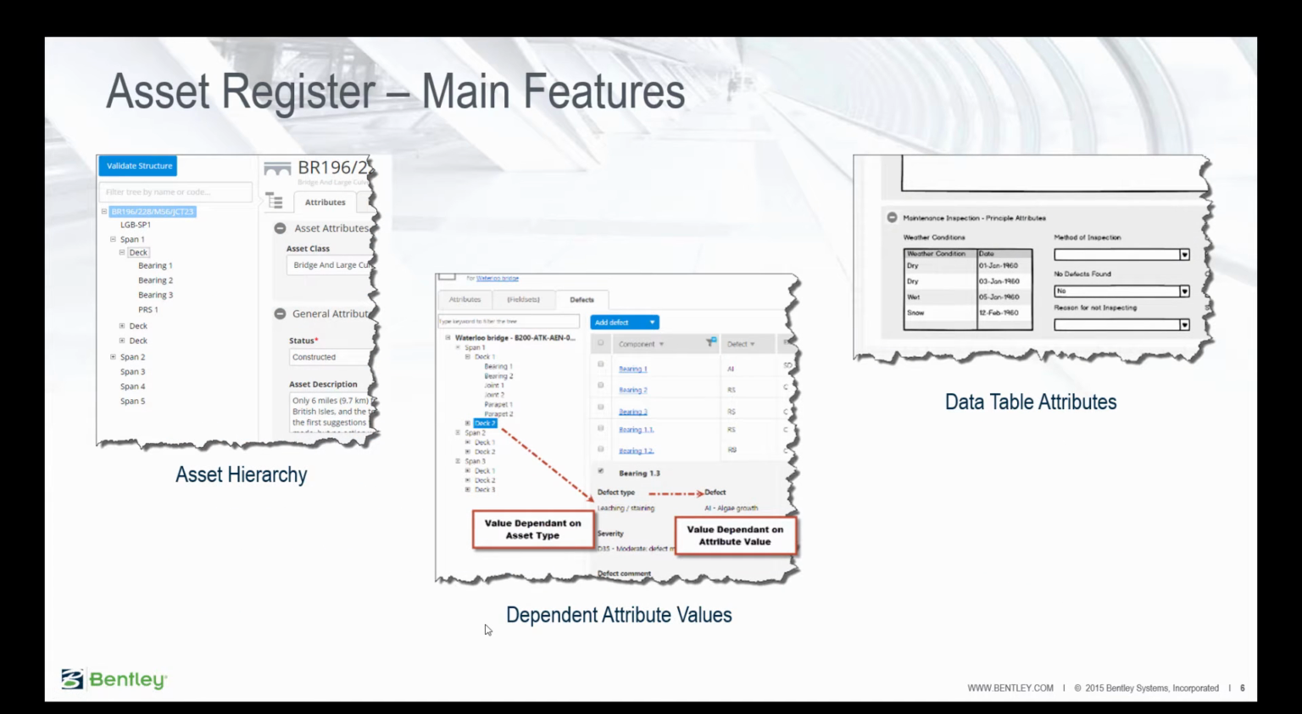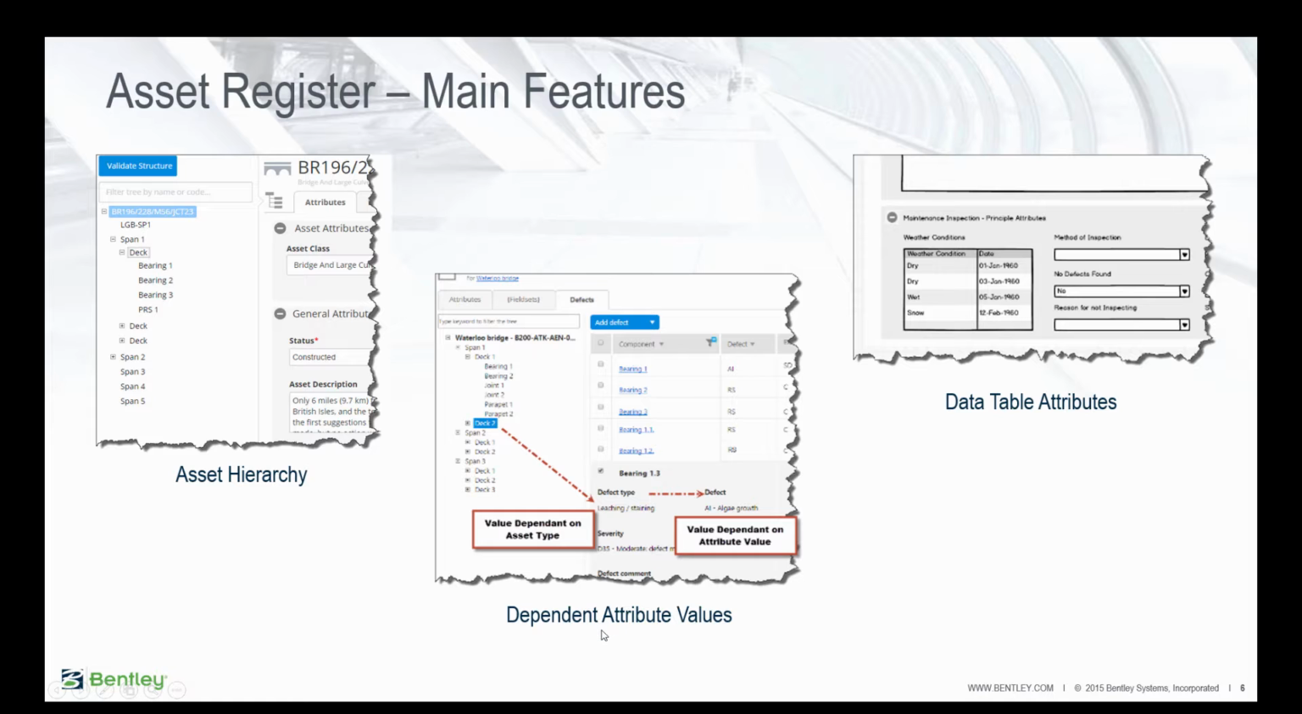Here we have some examples of the main features I've just described. On the left-hand side, we have an example of an asset hierarchy, where the parent asset has got subsequent child assets, and some of the child assets have got other child assets, therefore forming an asset hierarchy.